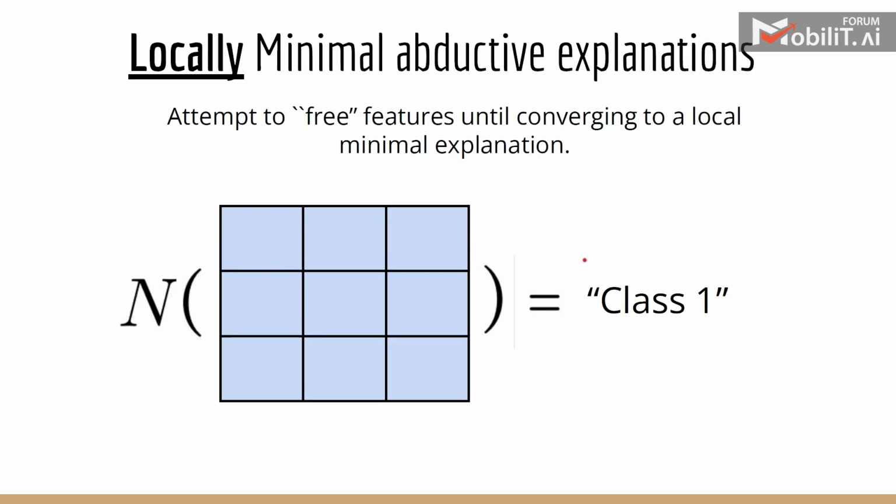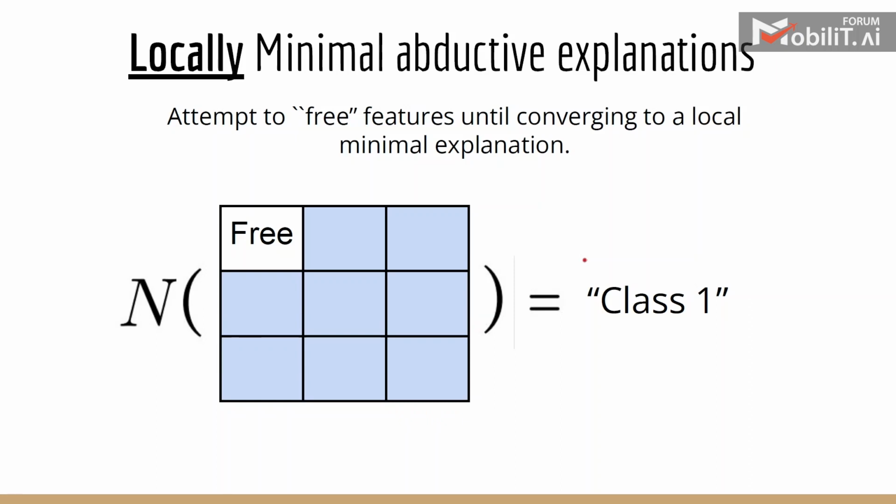So let's start by showing how DNN verification can be used for finding locally minimal abductive explanations. Again, we have some input. It was classified to class 1 by this neural network. Again, we're asking why, and we want to produce some locally minimal abductive explanation. So we start by freeing this feature, meaning that we let this feature take on any possible value, and we encode this configuration to the DNN verifier. We ask whether this configuration is an abductive explanation.